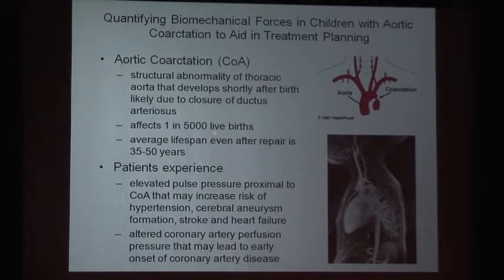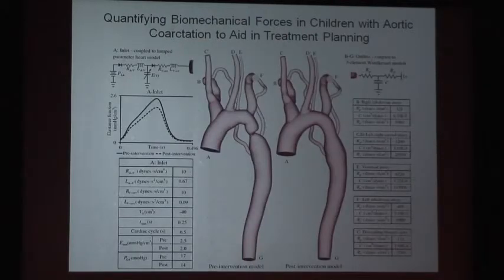So here's an example of how we're applying that to the problem of aortic coarctation that I told you about. And importantly, the average lifespan, even after the surgical repair, is about 35 to 50 years. And the reason is that they have very severe obstruction in their aorta. They have high pressure above that increases risk of heart failure, hypertension, aneurysms, stroke, etc. And it also affects the flow of blood to the coronary arteries themselves. It's a pretty significant condition.